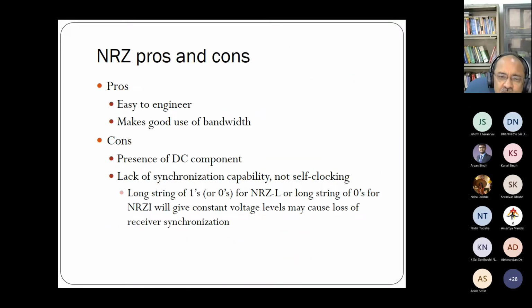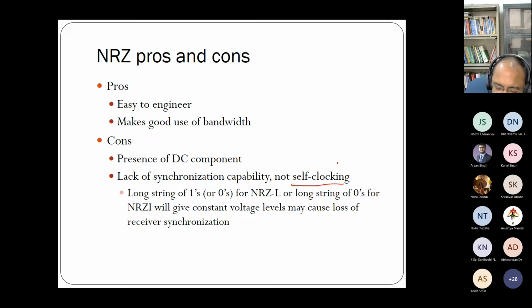Okay. So NRZ pros and cons: easy to engineer. It's a very simple code. As I said, makes good use of bandwidth. It presents a DC component. It will be present in both NRZL and NRZI. And it is not what we call self-clocking.